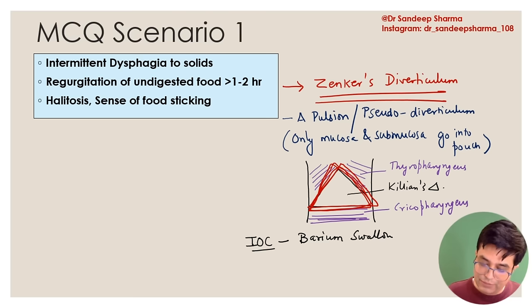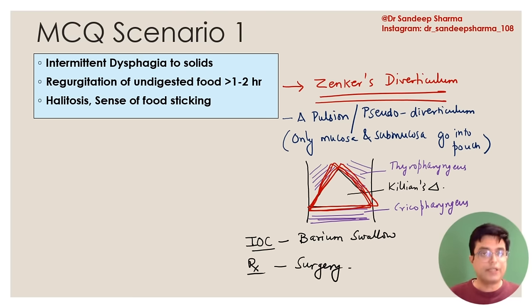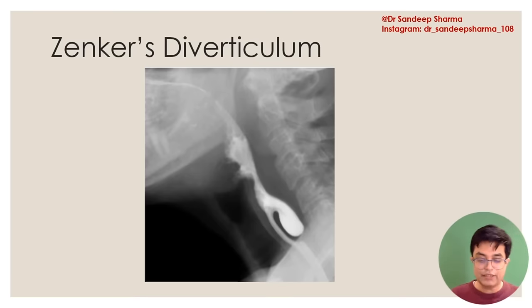And what is the therapy in these patients? Obviously, the treatment will be surgery. Right? And how will it look like? This is the barium swallow finding of Zenker's diverticulum.